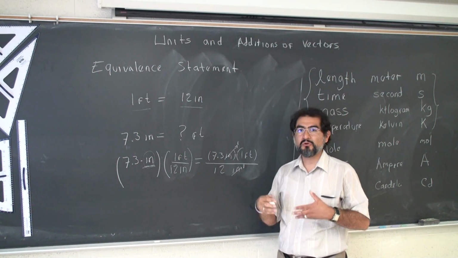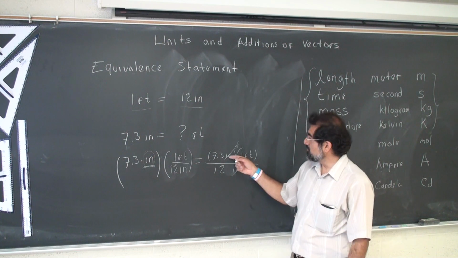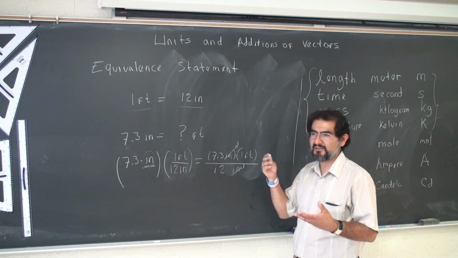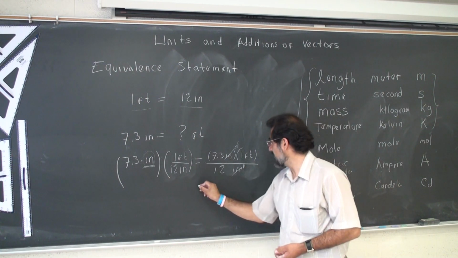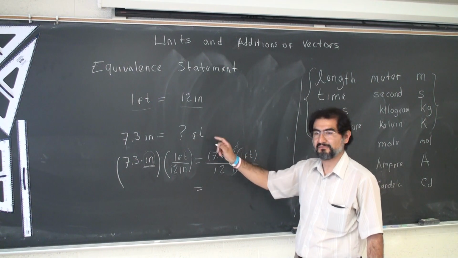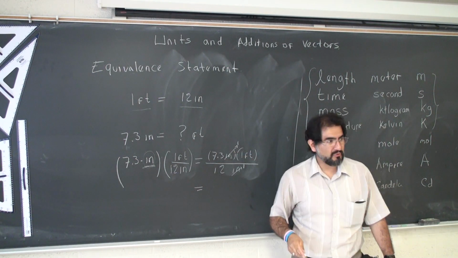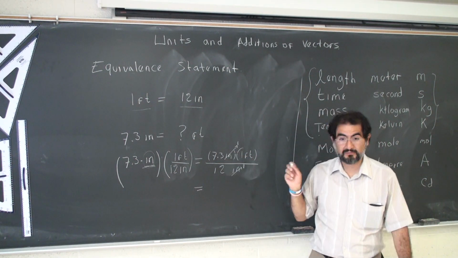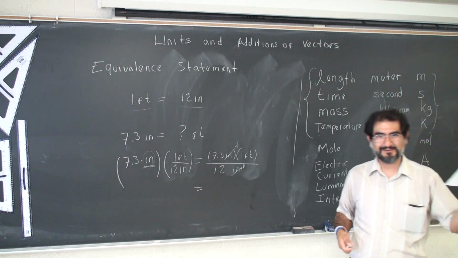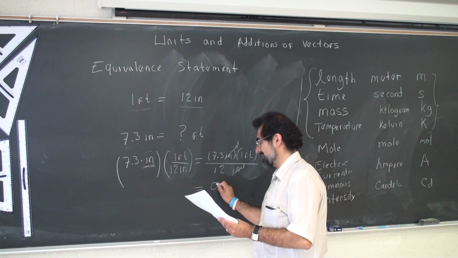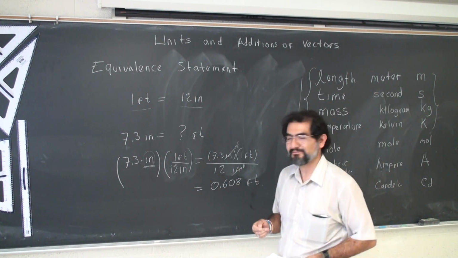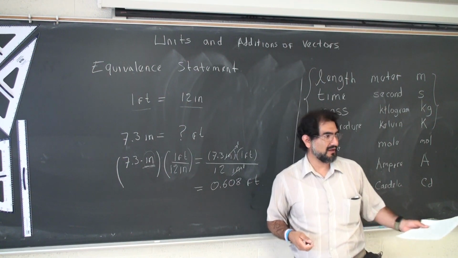In fact, we don't cancel. If you divide one number by itself, it always gives you 1. That is the magic number for all this. And the only unit that survives is exactly the unit that we want. Okay, 7.3 divided by 12 is going to be 0.608 feet. That's exactly what we have.